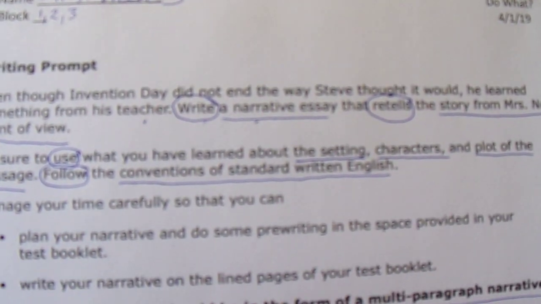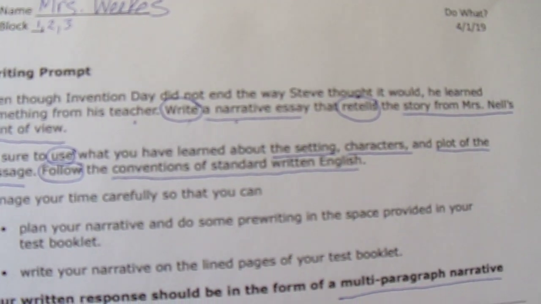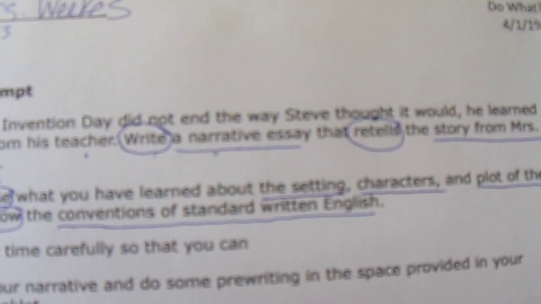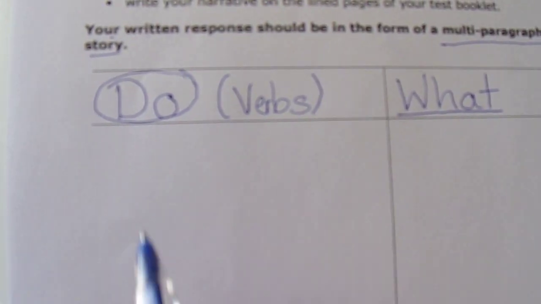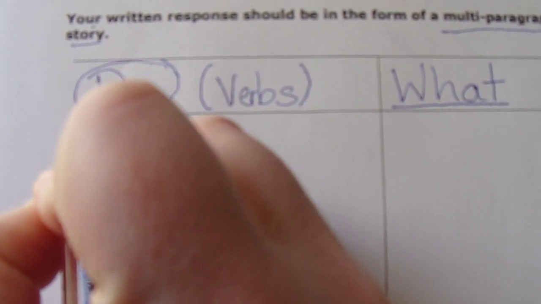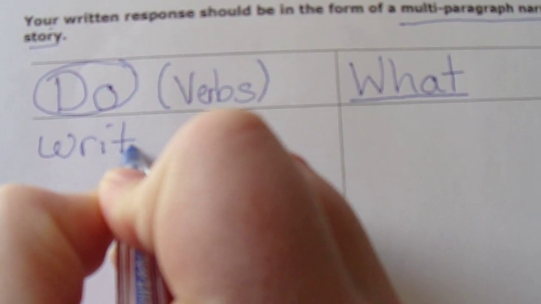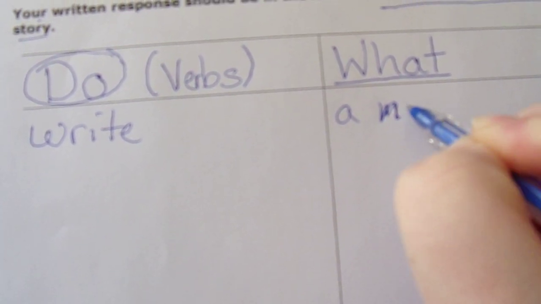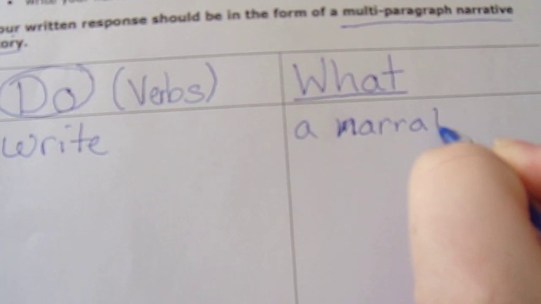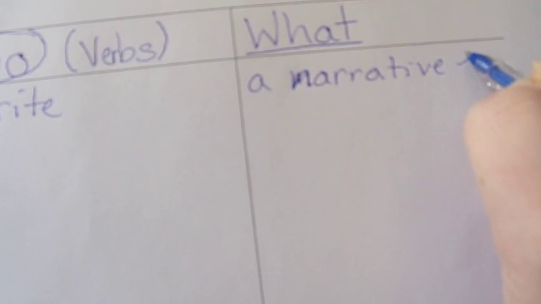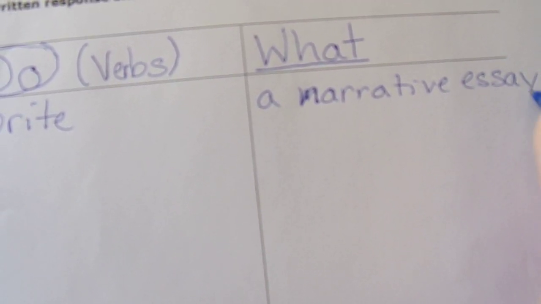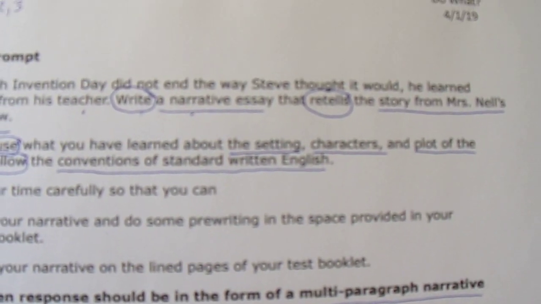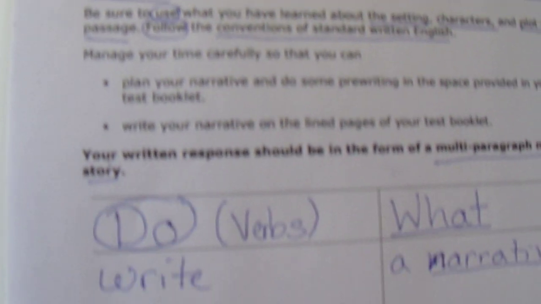Okay, now that we've got all these circles and underlines, we can put them into our chart. So, first one, write a narrative essay. We come down here. What are we going to do? We're going to write. What are we going to write? A narrative essay. The important part of that is it needs to be a narrative.